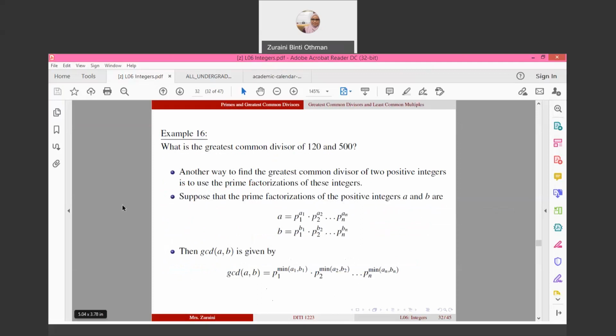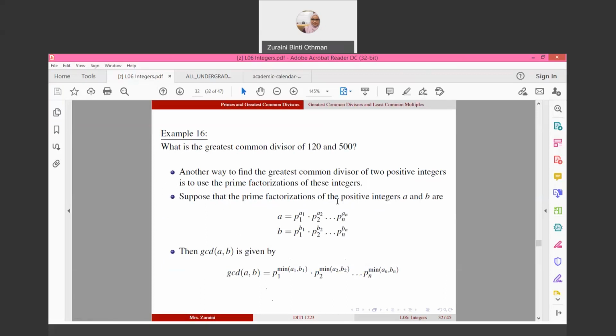Okay, so now for example 16. Okay, what is the greatest common divisor for 120 and 500? Another way to find the greatest common divisor of two positive integers is to use the prime factorization of these integers.